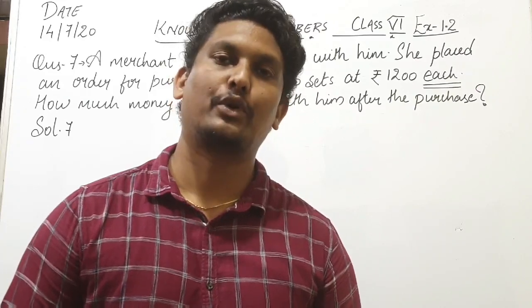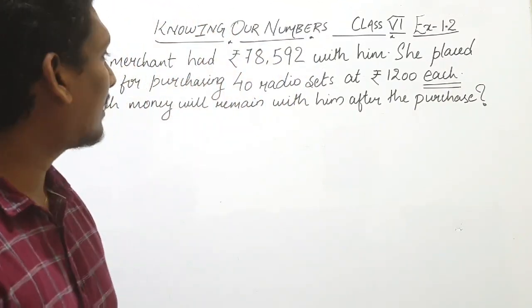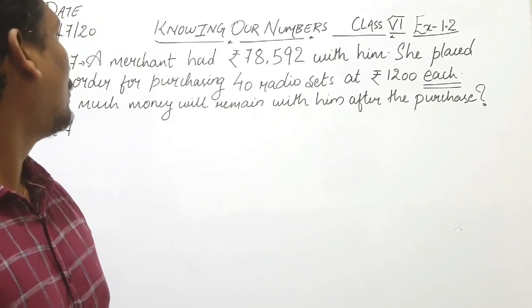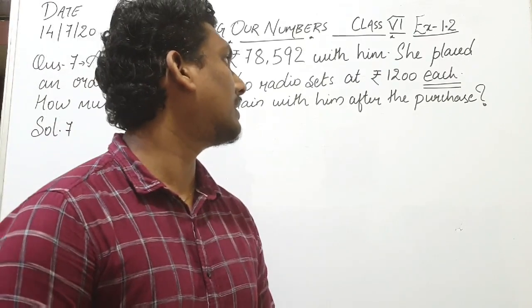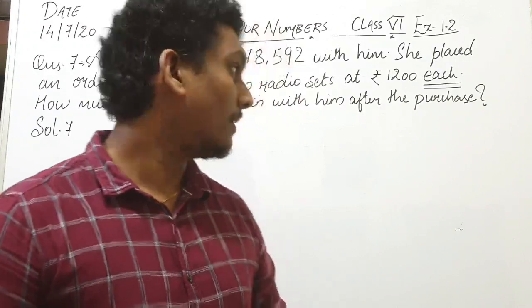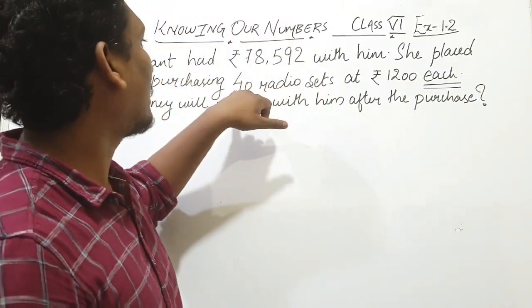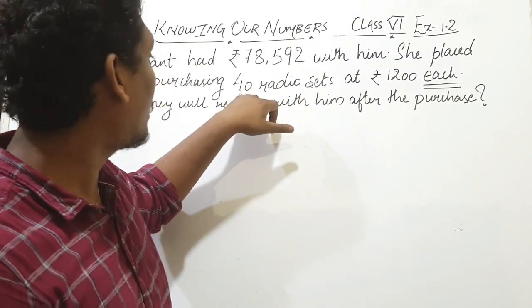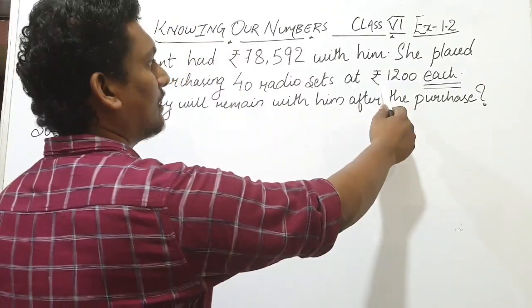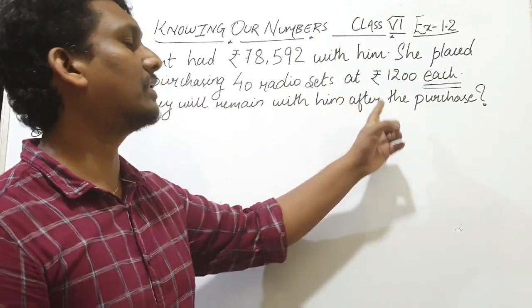Number 7, now I am going to read the question. A merchant had rupees 78,592 with him. She placed an order for purchasing 40 radio sets at rupees 1200 each. Here each stands for the cost of one radio. She has placed an order for 40 radios, so don't get confused here. The cost of one radio is 1200. Then how much money will remain with him after the purchase?